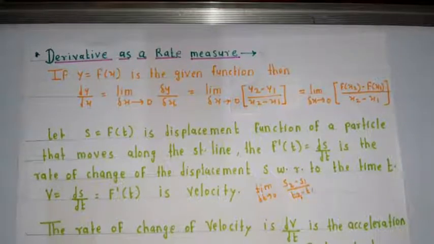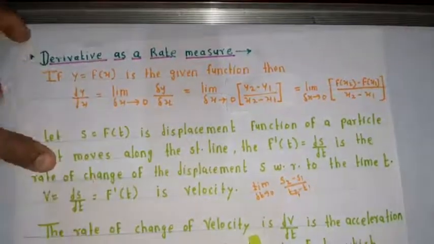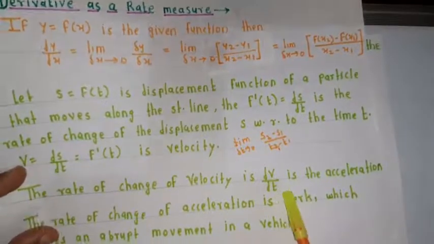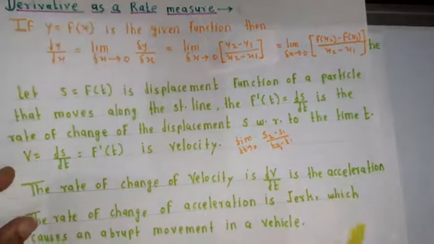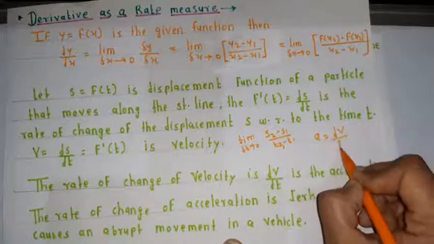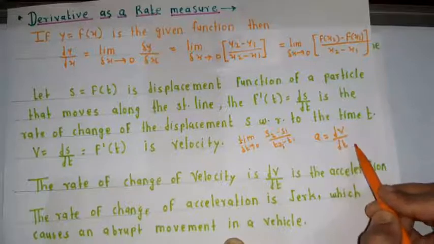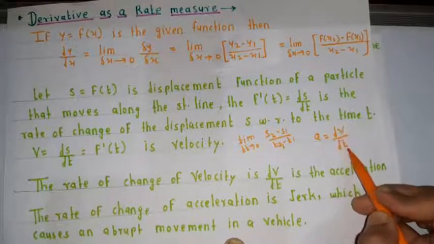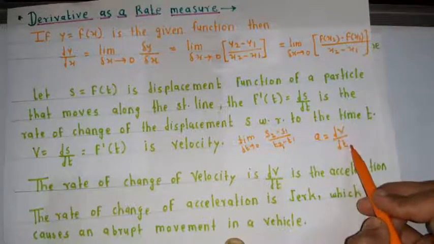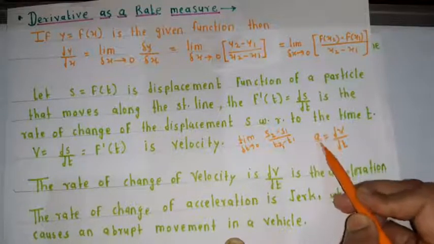Also students, if we take the rate of change of velocity, that is change in velocity upon change in time, that is dv by dt, it is known as the acceleration, and therefore acceleration is given by a equal to dv by dt. Here dv is v2 minus v1 and dt is t2 minus t1, that is change in velocity upon change in time, as limit delta t tends to 0, and that is dv by dt, which is known as the acceleration.